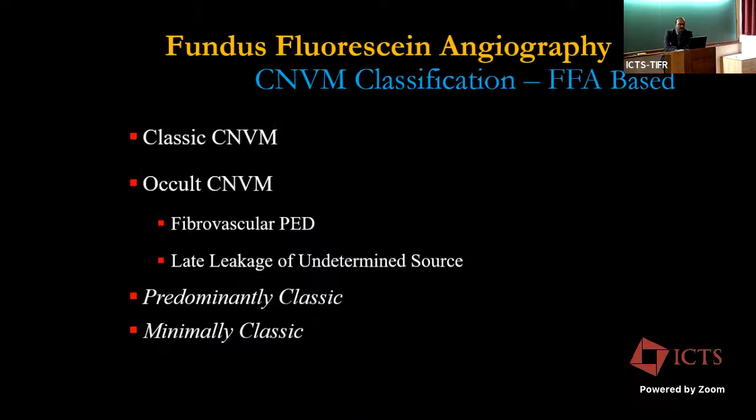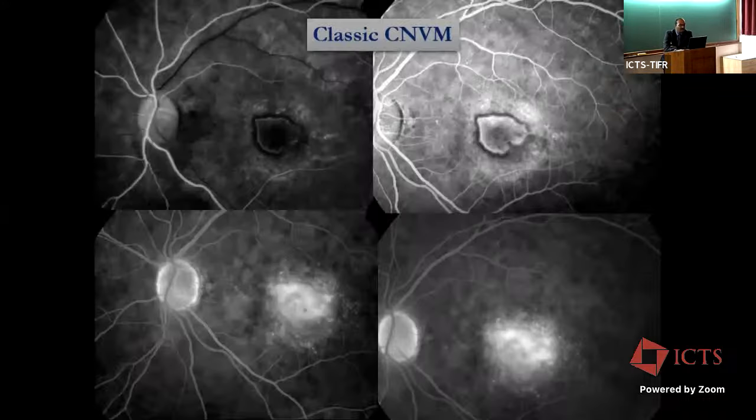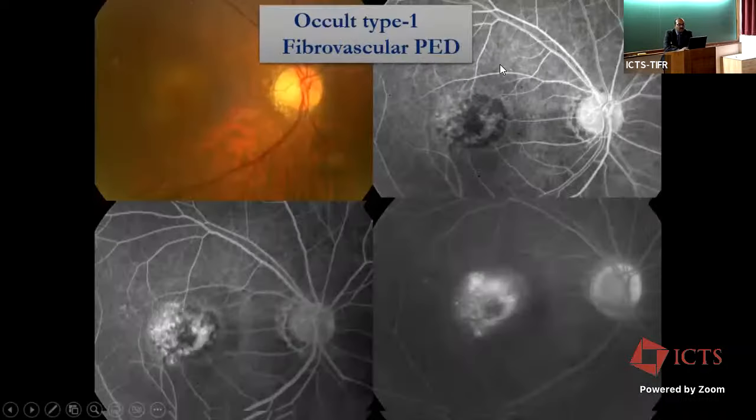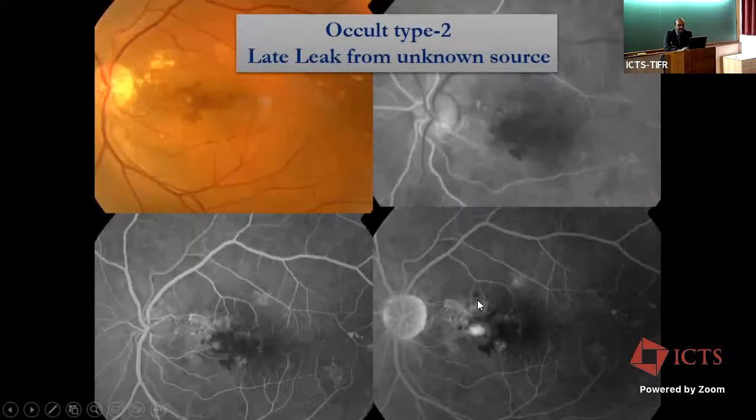So with fundus fluorescein angiography, we have classified CNVMs traditionally as classic or occult, and in occult we have two categories, fibrovascular and late leakage from an unknown source. And you don't always get these very definitive differentiations. You have the classic CNVM, a well-defined network, and occult, which is not well-defined, a little fuzzy, but you know where it's coming from. So these are fibrovascular. And then you have late leakage from an unknown source. As you can see here, the source is not very clear.